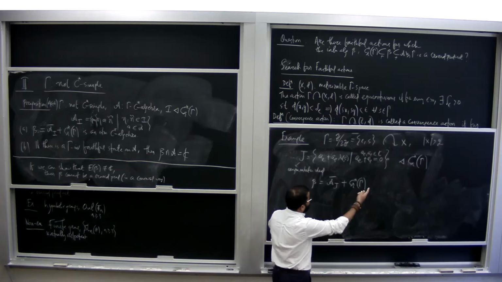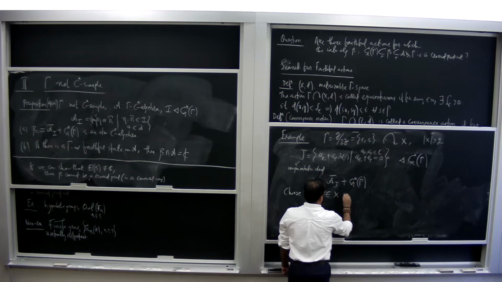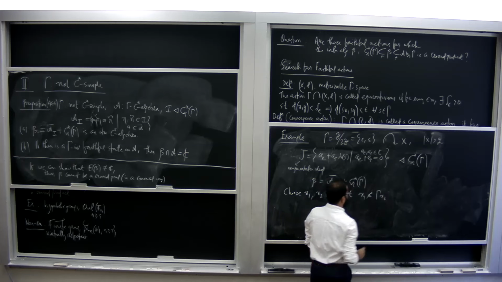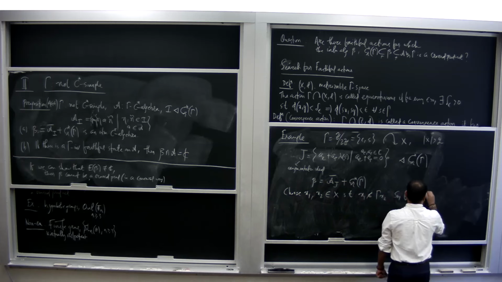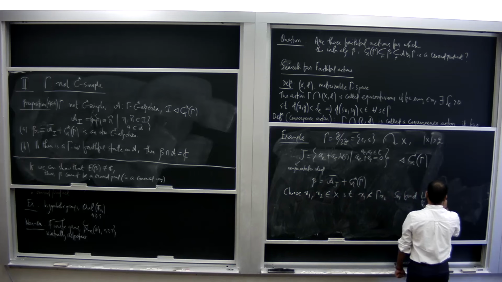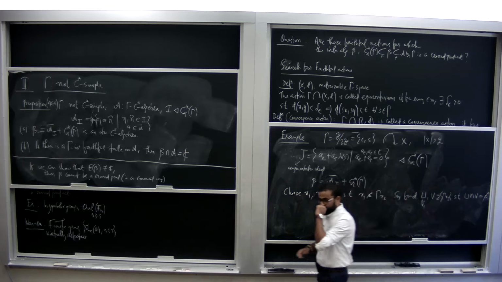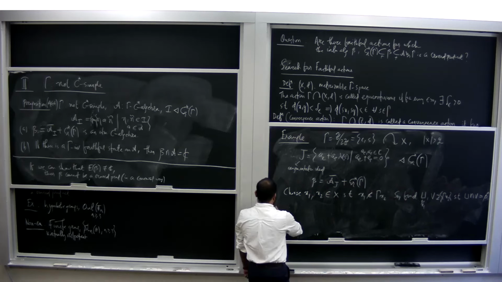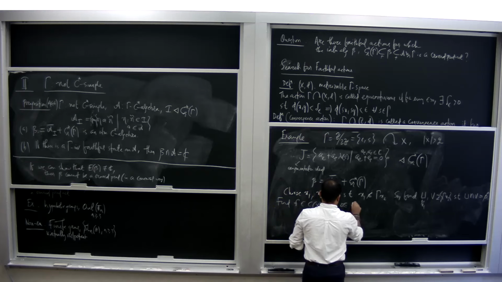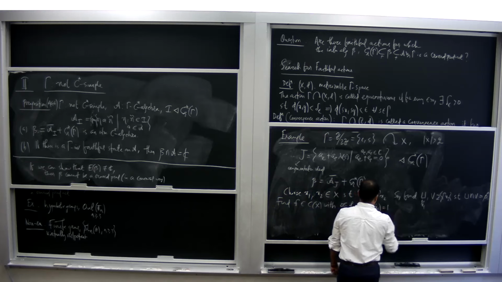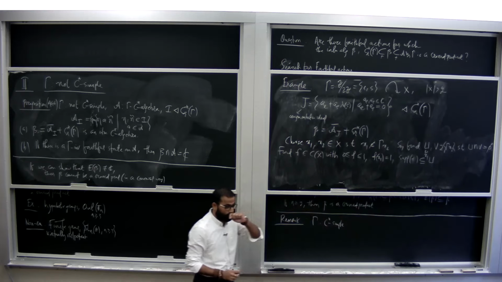So now, since there are more than 2 points in my X, I can choose X1, X2 in X such that X1 does not belong to gamma X2. So I can choose X1 such that it is away from the orbit of the point X2. So find open sets U, V such that X1 is here, gamma X2 is here, such that U intersection V is an empty set. This is just the separation of points, and then find F in C of X with F between 0 and 1, F of X1 is 1, and support of F is contained in U. This I can do by Urysohn's lemma.